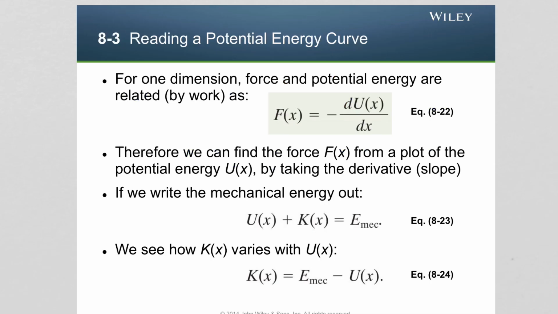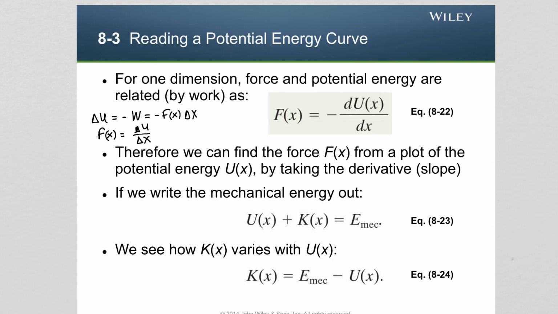Let's talk about reading a potential energy curve and the relationship between a force as a function of position and potential energy. In one of the previous slides, I talked about the relationship between change in potential energy and the work done by a force. And that relationship simply was that the change in potential energy is equal to the negative of the work done by the force, which can be written as minus F of x times delta x. So then from here, I can rearrange terms and solve for the force. And F of x will be equal to minus delta U divided by delta x.